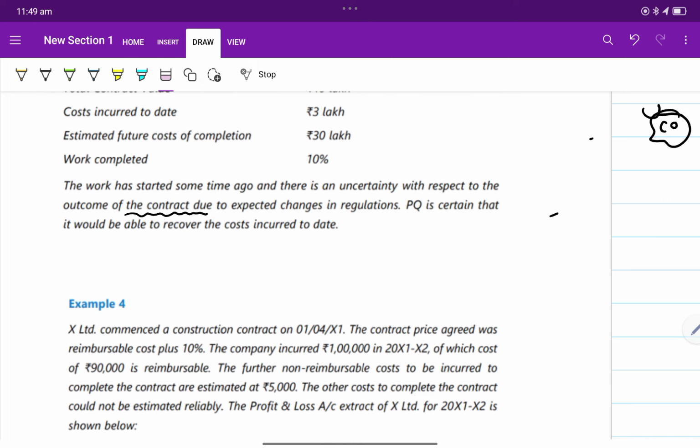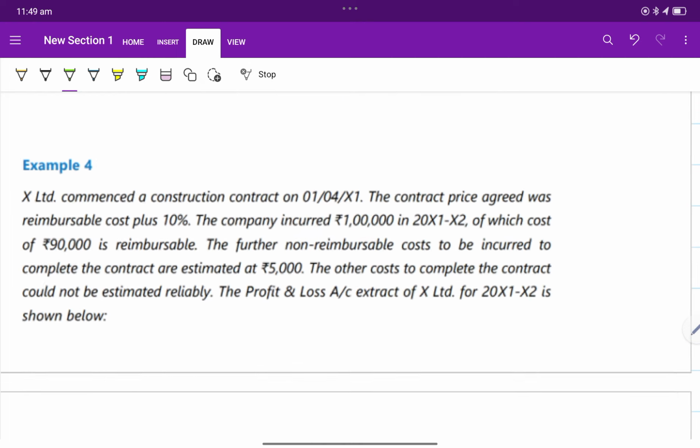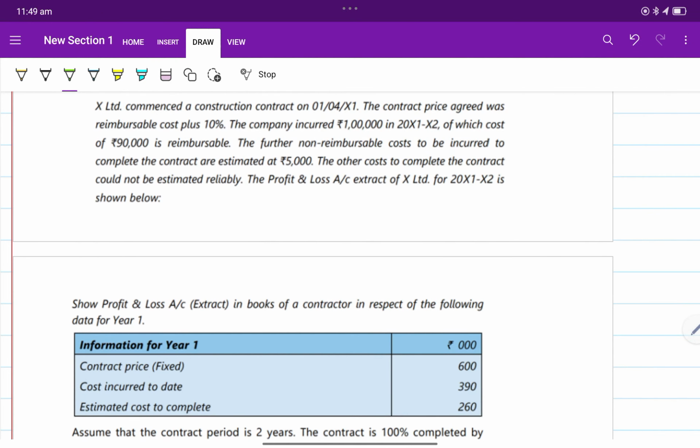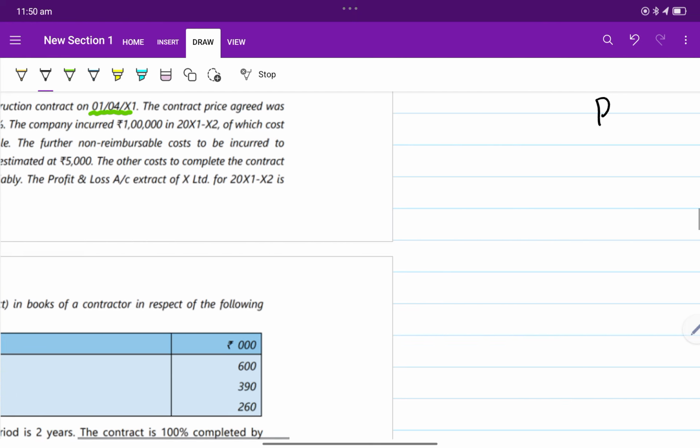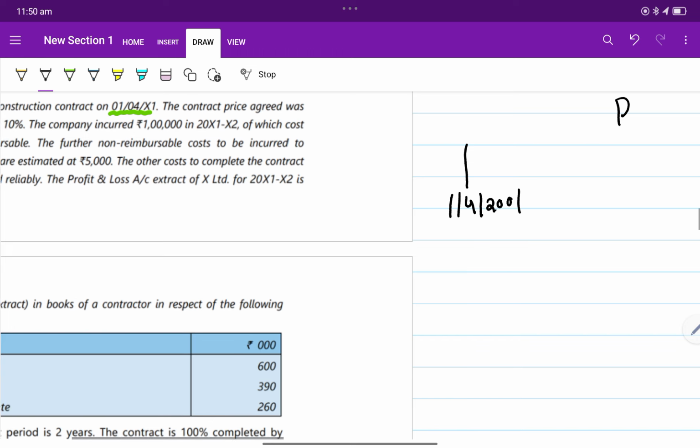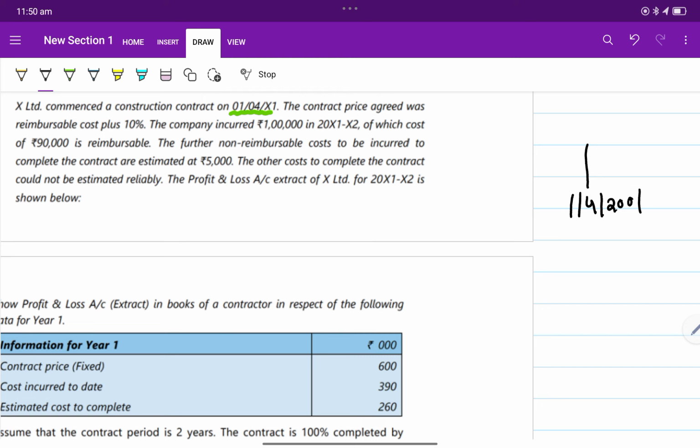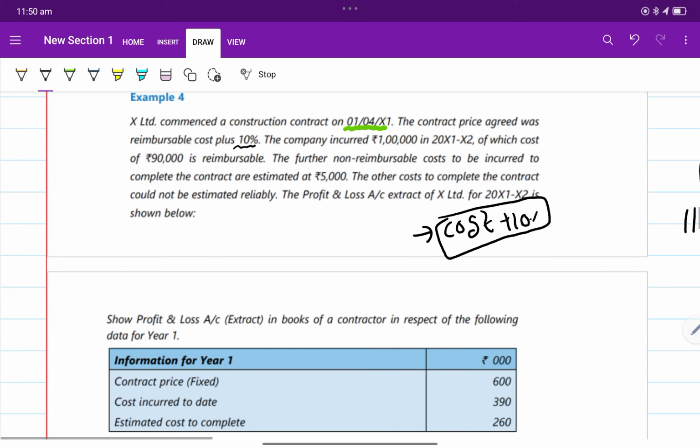Okay sir. Now the third question. X Limited started a construction contract on 1/4/2001. So what is saying, Nana, X started construction on 1/4/2001, Nana. The contract price agreed was reimbursable cost plus 10%. What is the type of contract here, Nana? Cost plus 10% profit. So whatever cost that I may incur, I should be reimbursed for that cost as well as 10%. Suppose I incurred 10 lakh rupees cost, then I may get the profit of 10 lakh into 10%, that is 1 lakh.